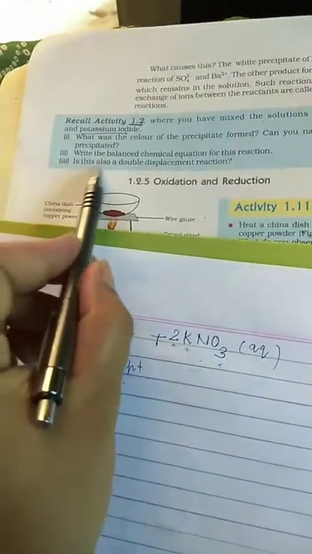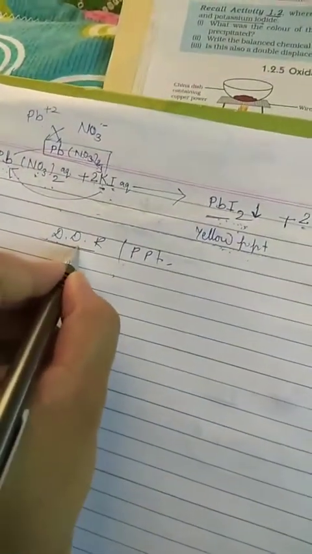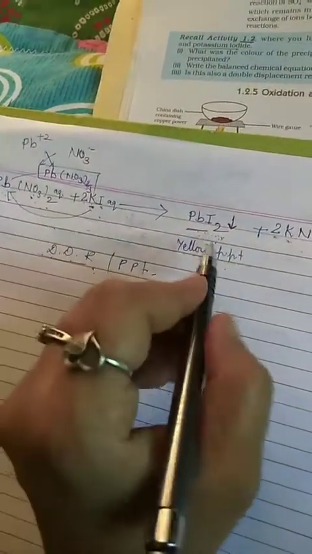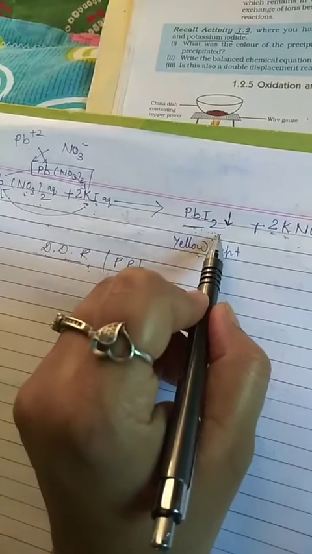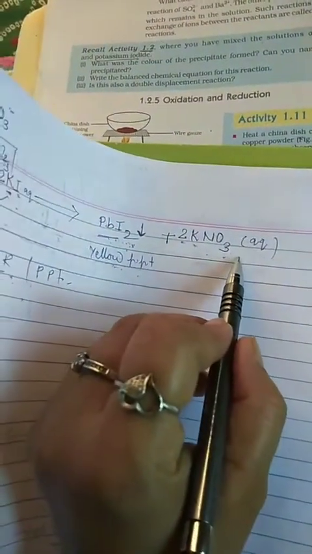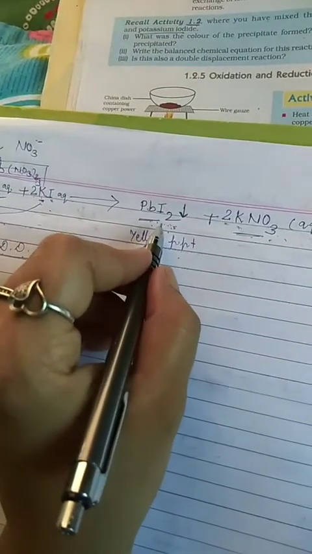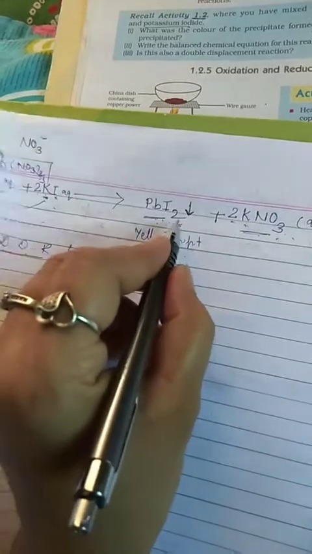Clear? Is this also a double displacement reaction? Yes, it is, because in a double displacement reaction one compound is an insoluble solid and another is soluble. Potassium nitrate is soluble and lead iodide is an insoluble solid, which is called a precipitate. That's why it is a double displacement reaction. Is it clear? Okay. Now we will study another example.